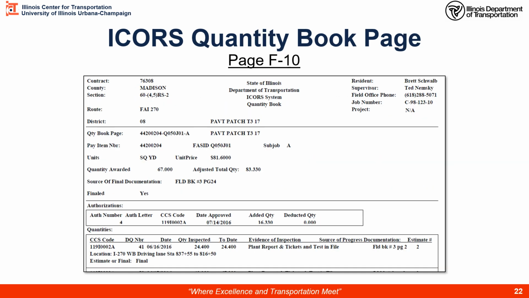On page F10 in the doc guide is an example of an I-Corps quantity book page for a specific pay item. Here's my pay item number and my description, and it would include all of the daily entries printed for this pay item.